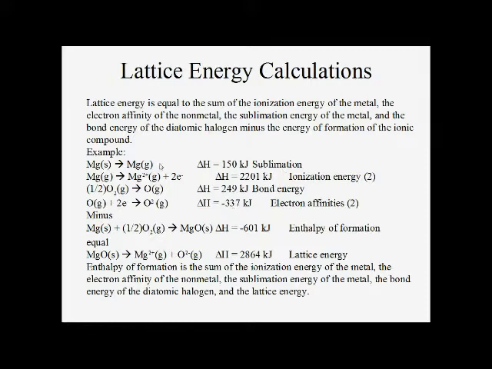So by using the sublimation of the metal, first and second ionization energies of the metal, bond energy of the oxygen, first and second electron affinities of the oxygen, enthalpy of formation of the ionic compound, we can add those up to get the lattice energy of the ionic compound.